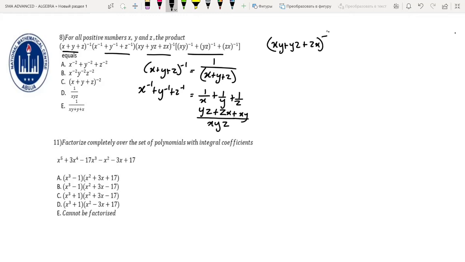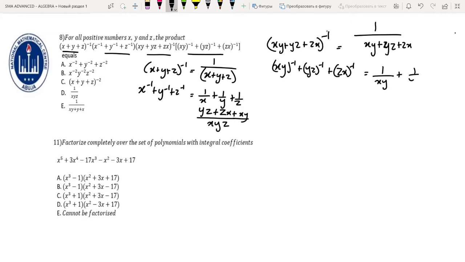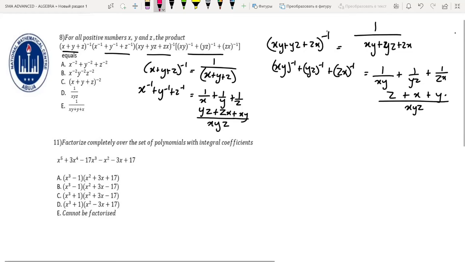Then this third term to be multiplied. The inverse of this, by laws of indices, is just 1 over the base of the power, yz plus zx plus xy. And the last one, xy inverse plus yz inverse plus zx inverse. As we all know, it should be this. So we can find the common multiple. We have this. So what's left for us now to do is to multiply these terms now. I'm putting in red boxes.